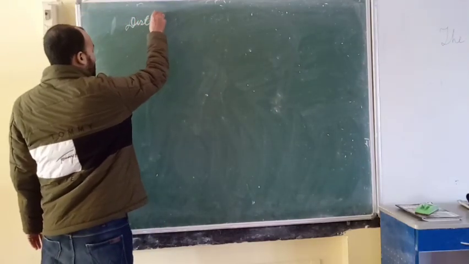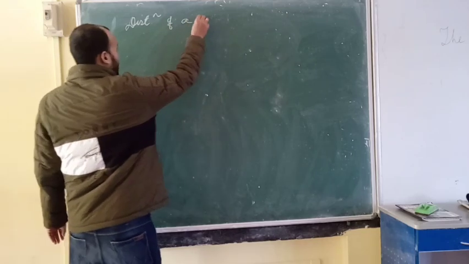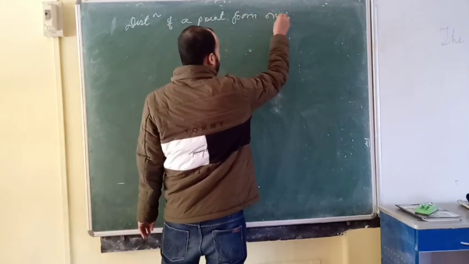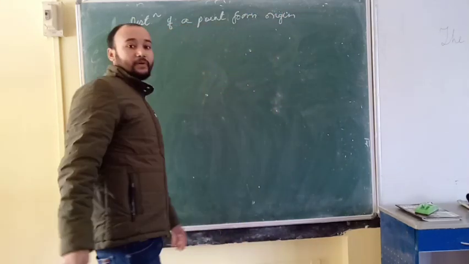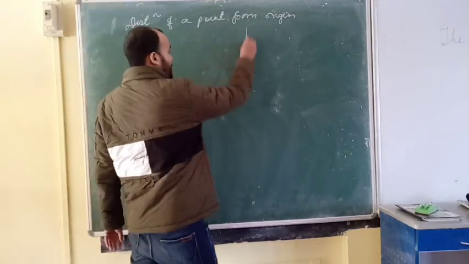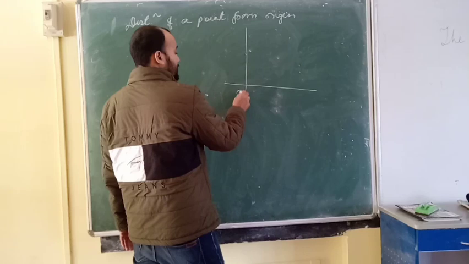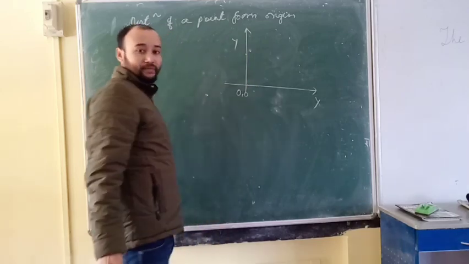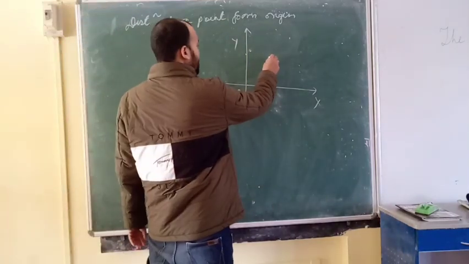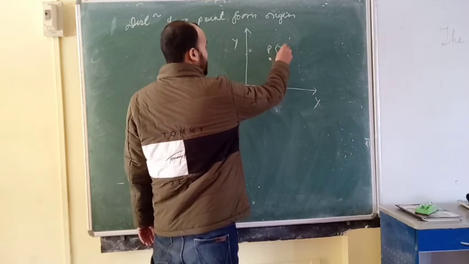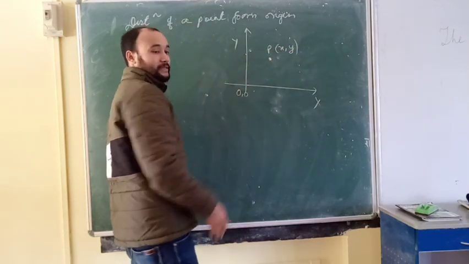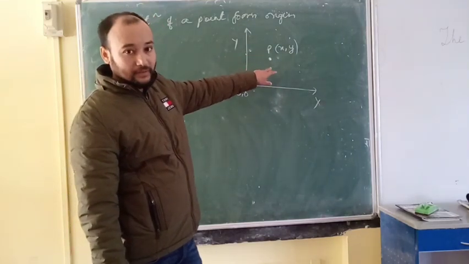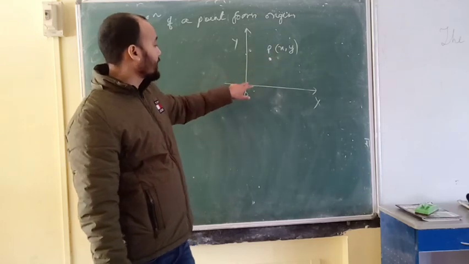Distance of a point from origin. What is the distance of a point from origin? Suppose let us draw a rectangular Cartesian coordinate system. The coordinate is this 0, 0. This is x-axis. This is y-axis. Now let us consider this is a point P, and its value is x, y. This is x and this is y. Now what is the distance between the point P and the origin?